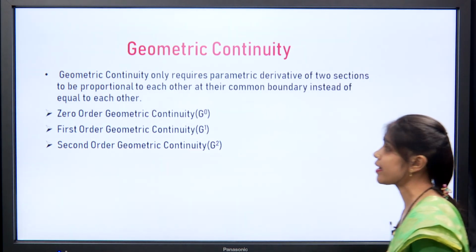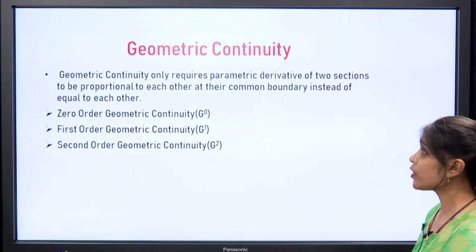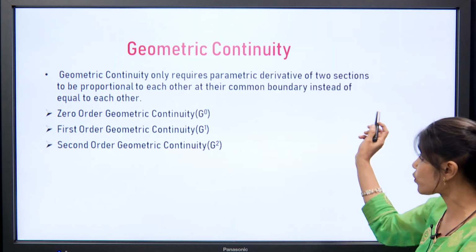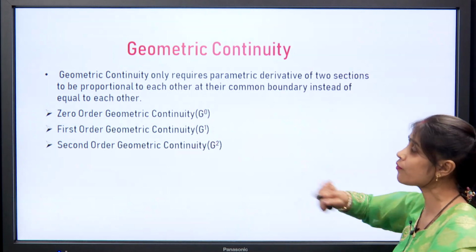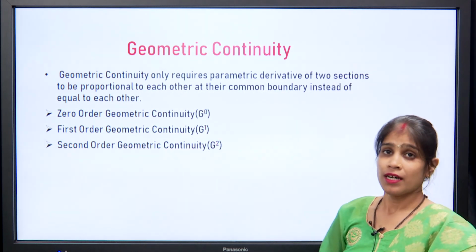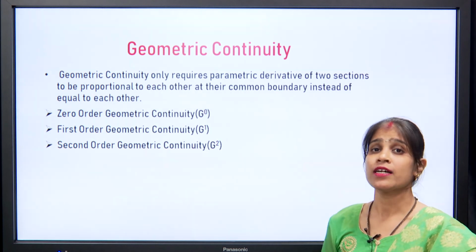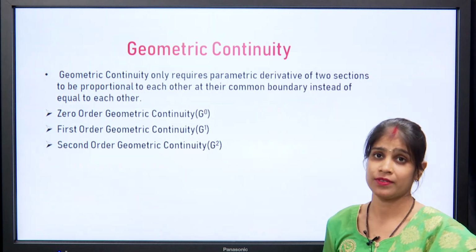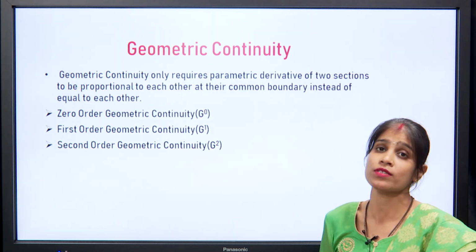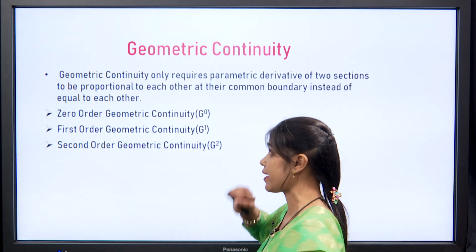Next we come to geometric continuity. Geometric continuity only requires the parametric derivatives of two sections to be proportional to each other at their common boundary, instead of equal to each other. Here, geometric continuity refers to the shape or look of the curve. That means what the curve looks like is defined by the geometric continuity.